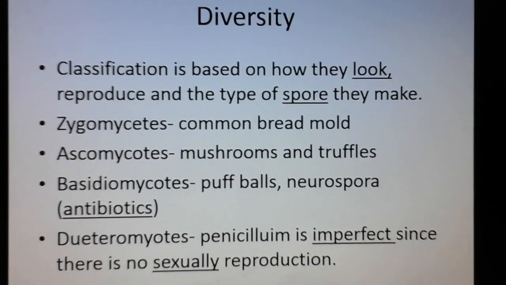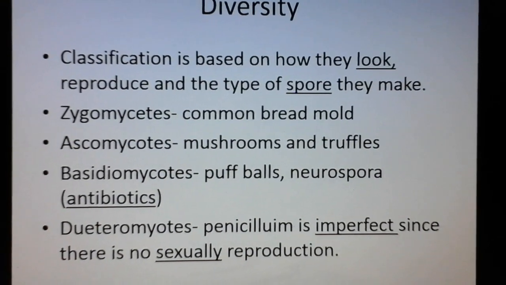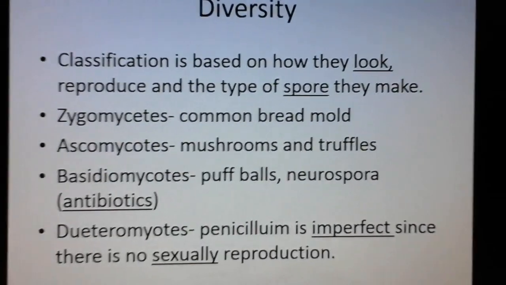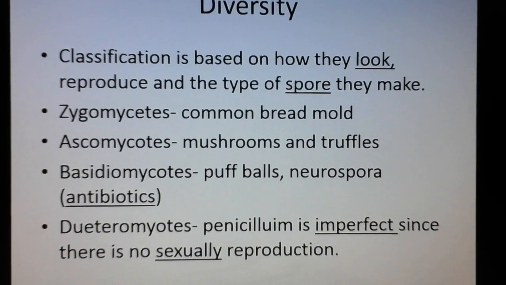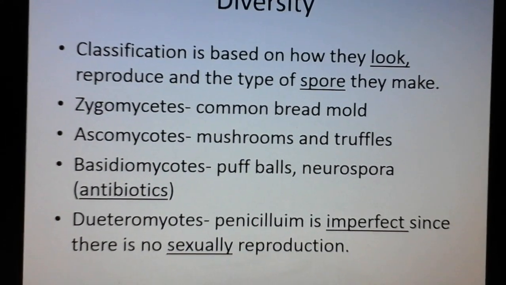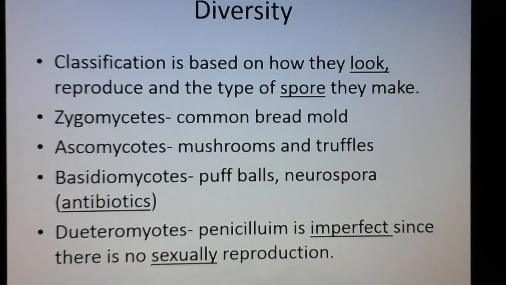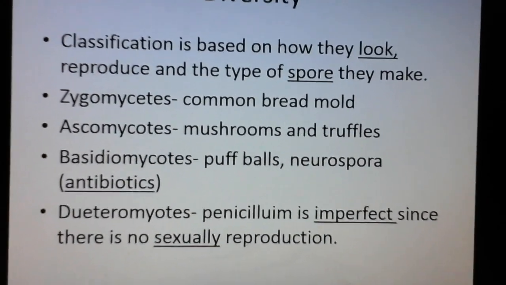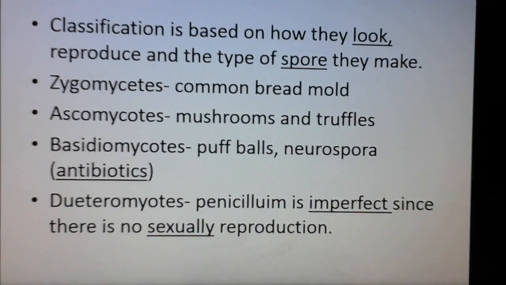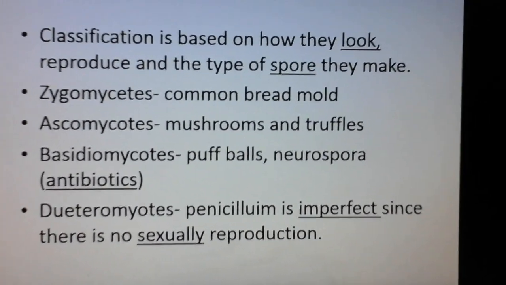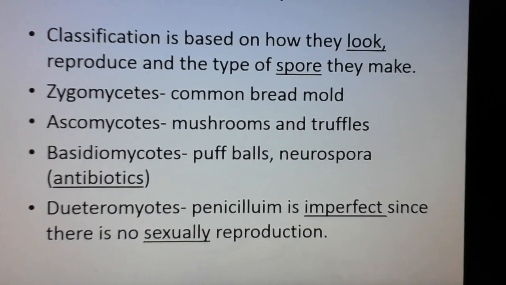The first group here is called zygomycota. This is what you call bread mold. This one here is called ascomycota, what you guys know of as mushrooms and truffles. Ascomycota is called sac fungus. Their spores look like little round balls, just like a grocery sack. You have basidiomycota, which are what we call club fungi. Their spores look like bowling pins. They're puffballs. Oh, look, Penicillium. Neosporin, this is what antibiotics are made of. When you go to the pharmacy and you get an antibiotic, antibiotics are made from a fungus. Penicillin is a fungus. Neosporin is a fungus.